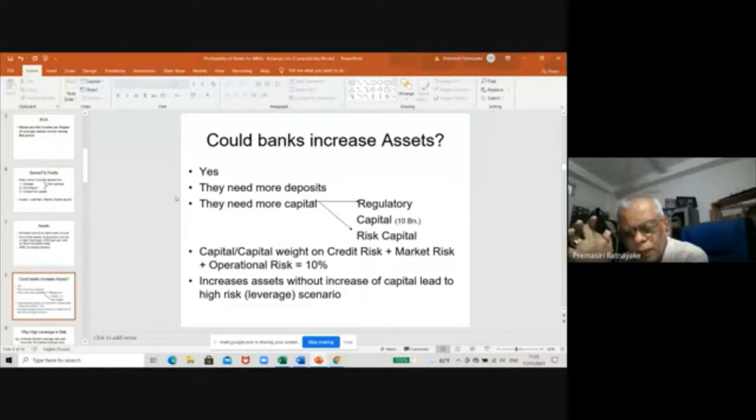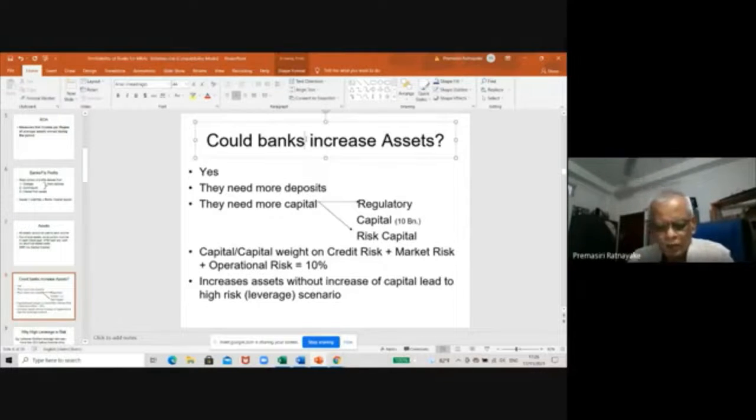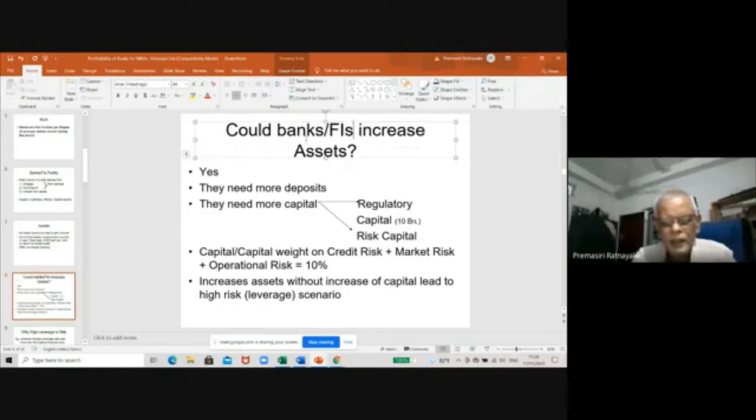Now, the regulatory capital for banks is about 10 billion. For finance companies, I guess it is about 2.5 billion at the moment, and they are going to increase it up to 5 billion, I think. Then on top of that, risk capital as well. So as long as there is a source of fund through deposits or capital, then the assets could be increased. Without a funding source, no asset can be increased.